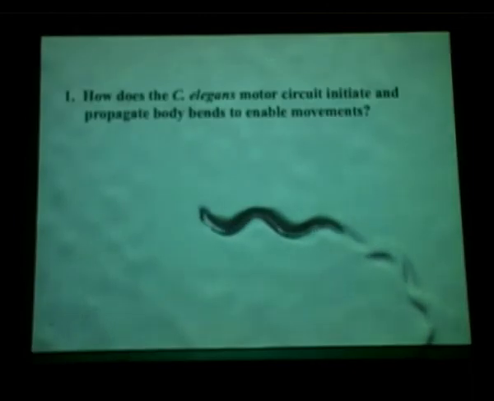So to understand how the C. elegans motor circuit can orchestrate all this behavior, all this locomotory output, I like to take this question a little bit even simpler than that. I want to dissect the locomotor behavior into 3 different steps.